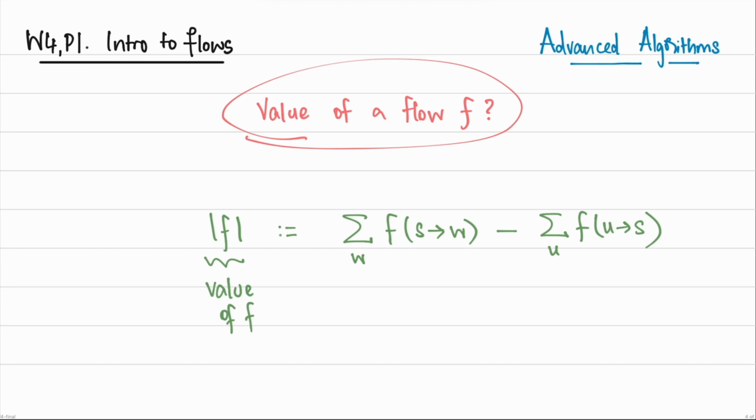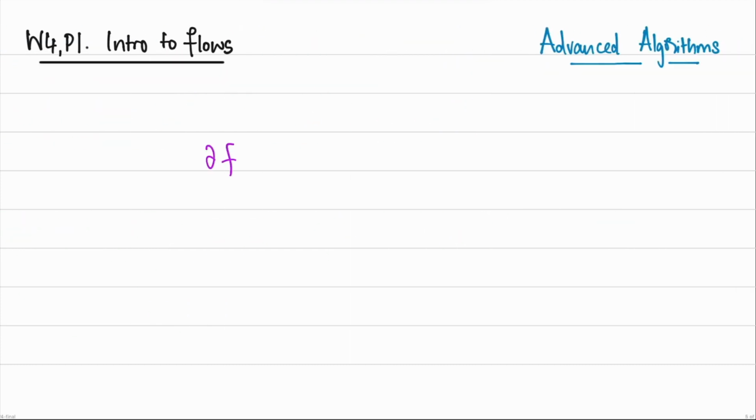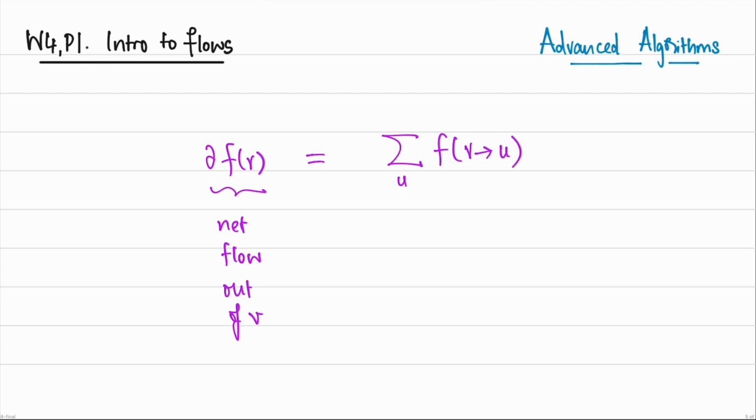Okay, so let me just introduce a little bit of notation that will turn out to be useful. We are going to use delta of f of v to denote the net flow out of v. That is to say, you look at everything that is going out of v, so this is a sum over f(v,u). But then you get rid of everything that is coming into v, so that is f(w,v). So this expression captures the net flow that goes out of a vertex v.